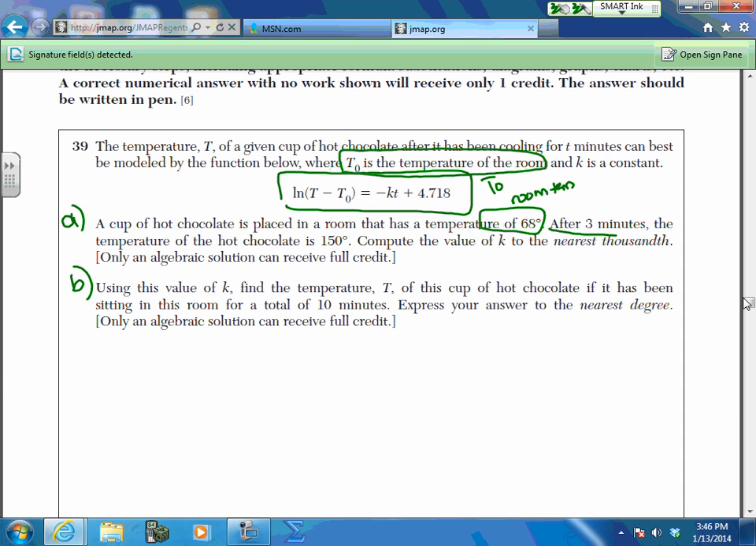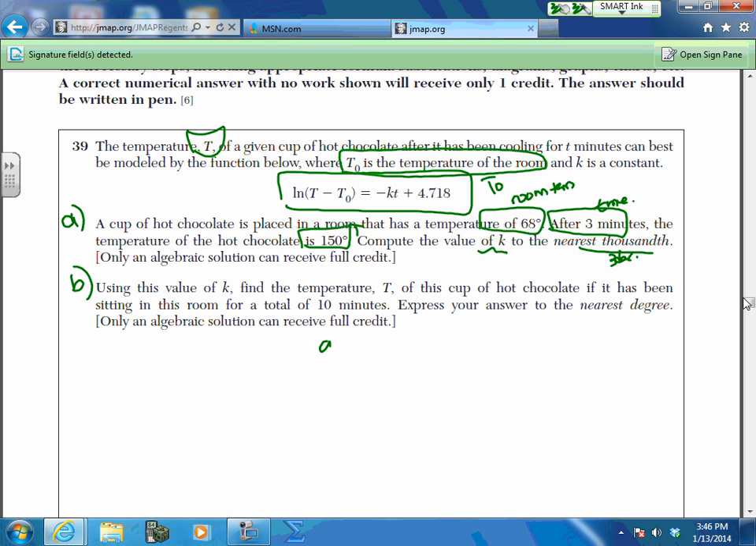After 3 minutes is your time. The temperature of the hot chocolate is 150 degrees, and that's the temperature T. Okay? Find the pieces to this. The most important part is to label this. Compute the value of K to the nearest thousandth. They want 3 decimal places.